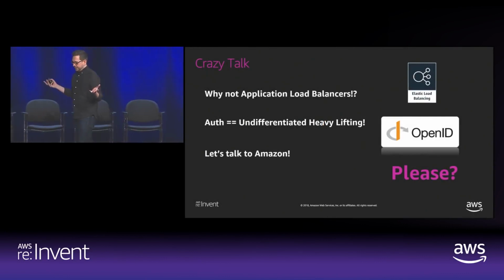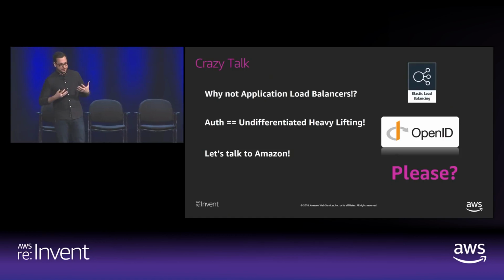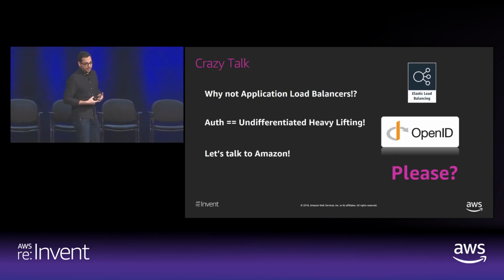So we had a kind of crazy idea. These application load balancers that Amazon is making have been getting more and more sophisticated and more and more features. What if we considered auth to be yet another function of the application load balancer? If you look at it through the right lens, you could consider authentication some undifferentiated heavy lifting. It is standardized. It could be implemented in a common way here.